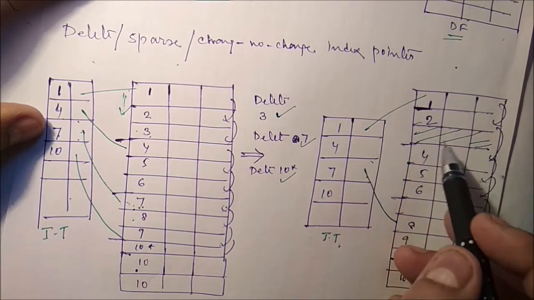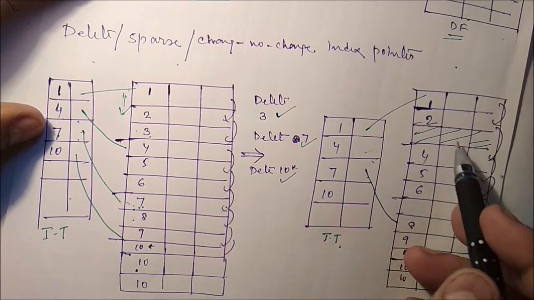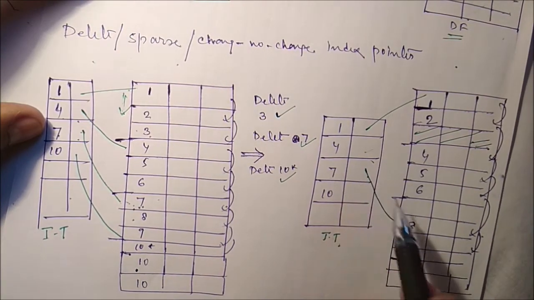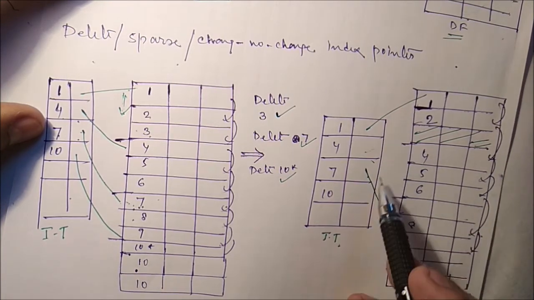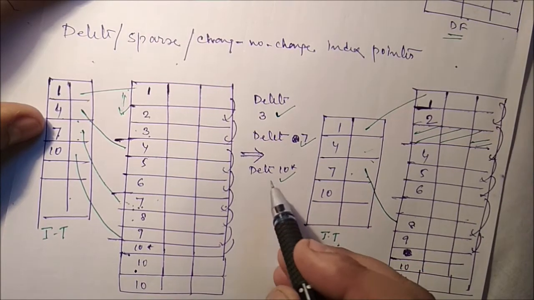In the previous case, there was no need to change anything. You just delete the data if you want to delete 3. But if you want to delete 7, the address of the 7 is there. So you don't do anything here, you just delete this particular part and you have to update this particular part. Next, suppose we want to delete 10.